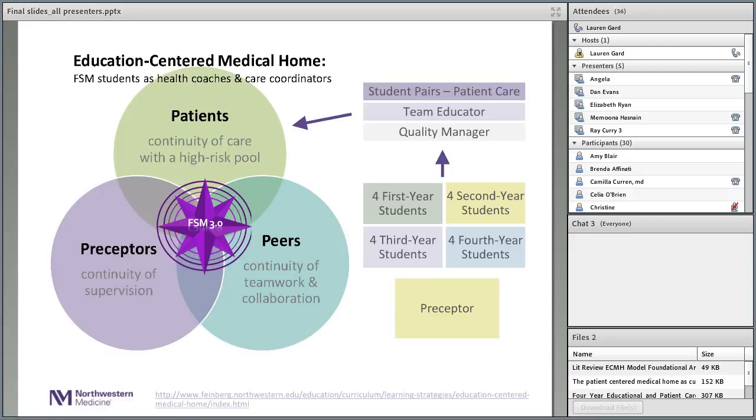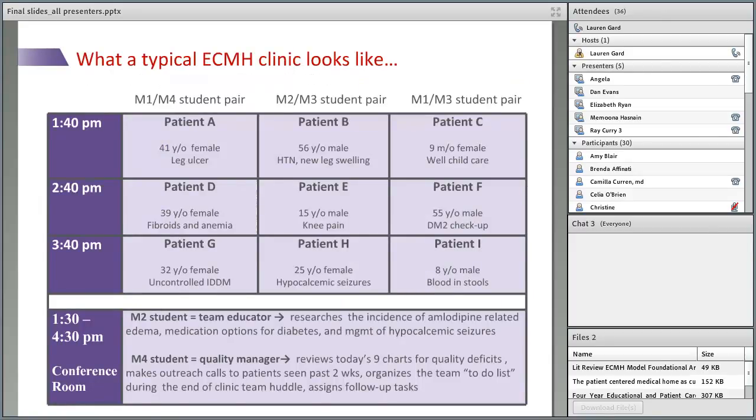And at first this seemed preposterous, and I think people thought this was never going to work. I'm not going to go through this slide. This is just for reference, what an average day in the clinic looks like. How can you cram 16 students into a clinic? This is how we do it.